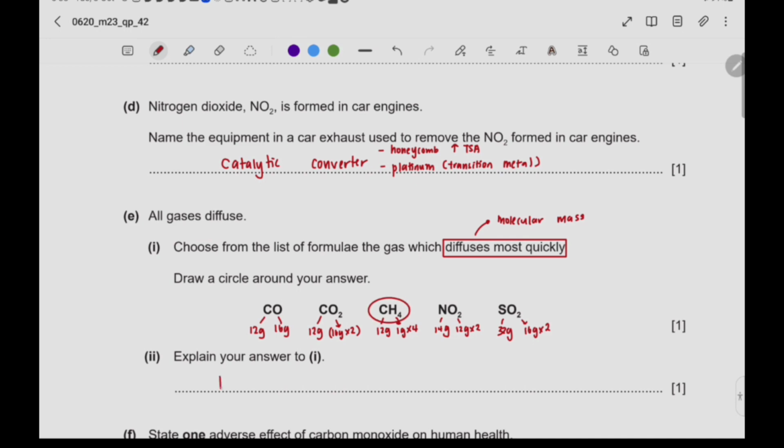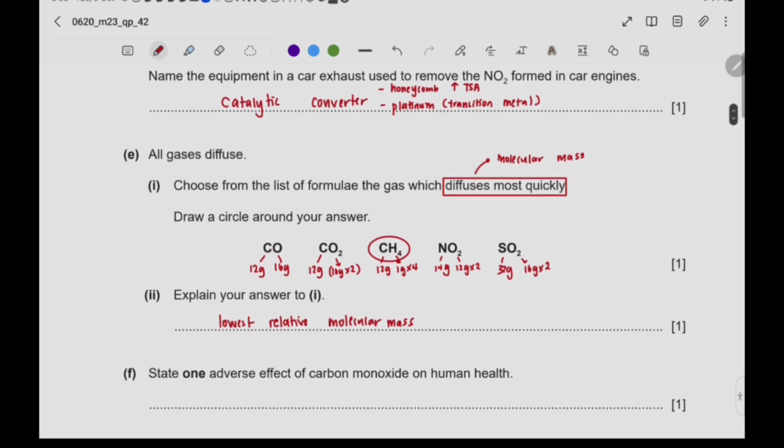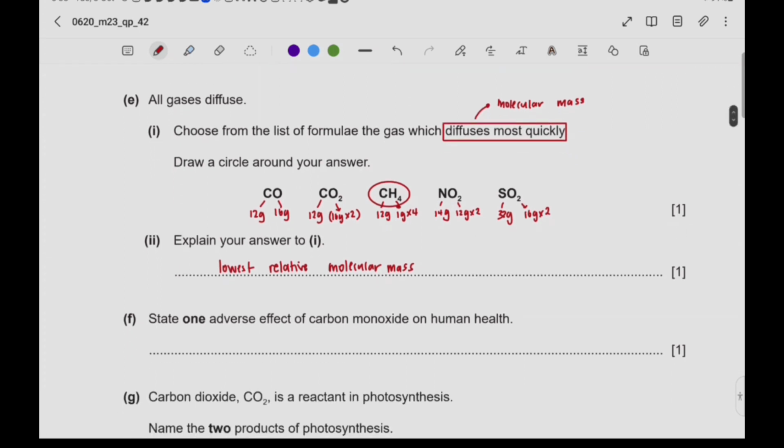So they ask you why. I already told you earlier, right? So relative molecular mass. We call them relative molecular mass because supposedly we don't write gram there. Okay, but I write gram because I'm quite used to them. But actually they are just comparing with the mass of carbon, so we don't have to write gram there.